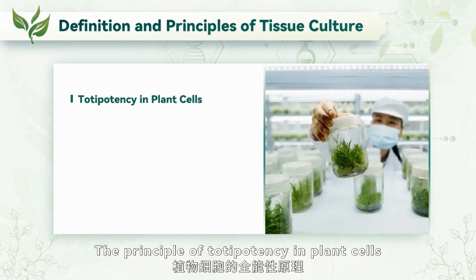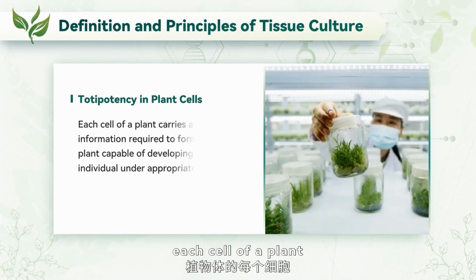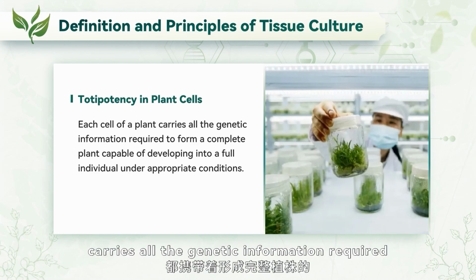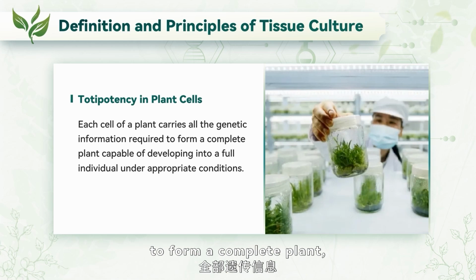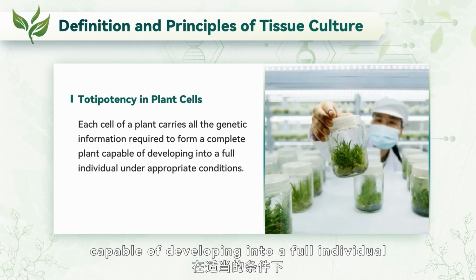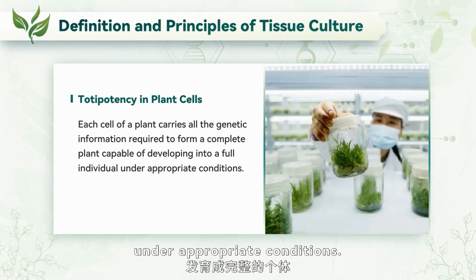The principle of totipotency in plant cells indicates that each cell of a plant carries all the genetic information required to form a complete plant, capable of developing into a full individual under appropriate conditions.